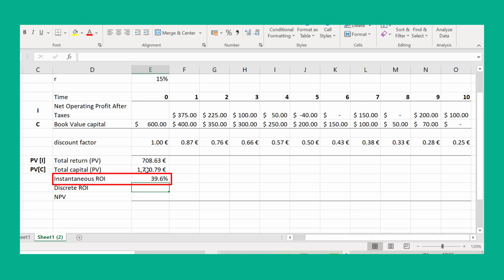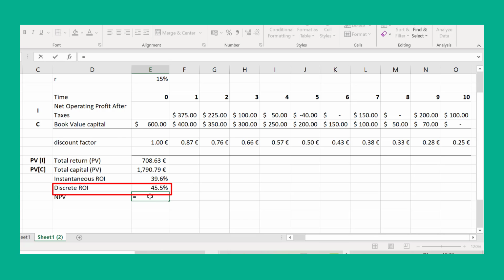And we get 39.6%. To get the annual return on investment, we just have to multiply this rate by 1 plus the cost of capital. And then we find again what we have found in the previous videos. The project's rate of return is 45.5%.